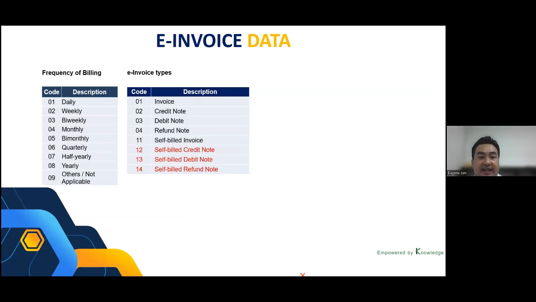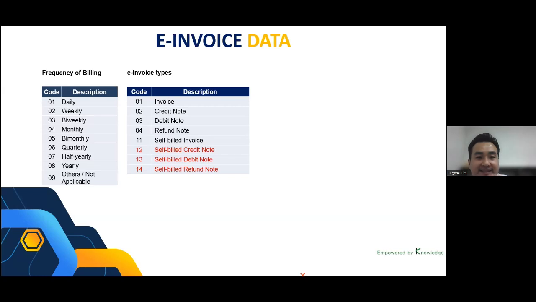So another category is regarding the coding on the frequency billing and the invoice type. E-invoice type previously only had 5 types, 4 documents like we just mentioned, and one is the self-bill e-invoice. This was only 5 types. Recently, they added another 3: self-bill credit note, self-bill debit note, self-bill refund note.